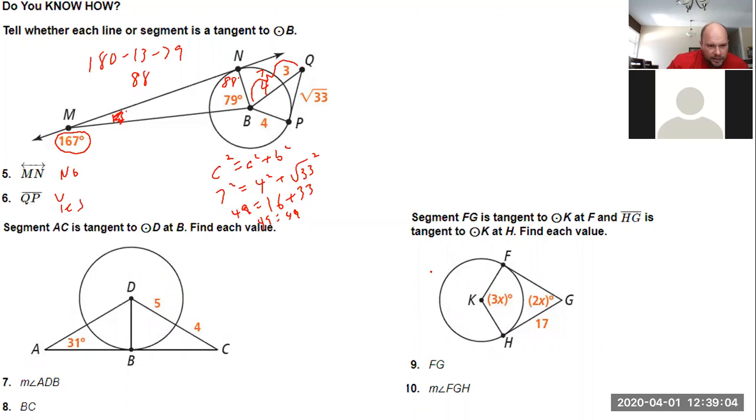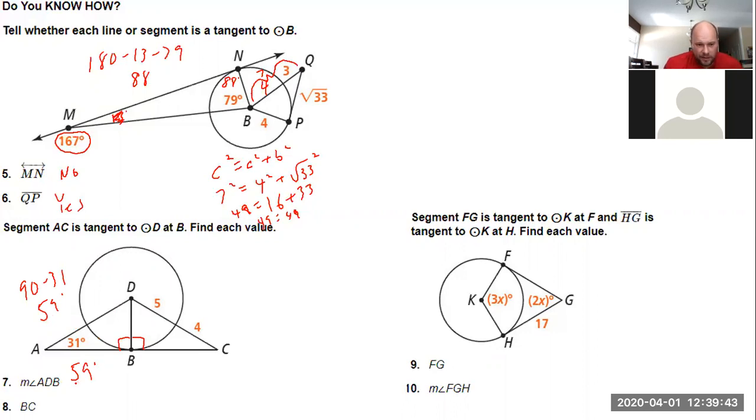Okay, on number 7. So we have segment AC. They're telling us AC is a tangent to circle D at point B. Find each value. So we know that these are right angles. They're telling us that it is. So first thing they want us to find is the measure of angle ADB. Well, the two acute angles of a right triangle have to add up to 90. So I could just say 90 minus 31, which gives us 59. So that's for that angle.